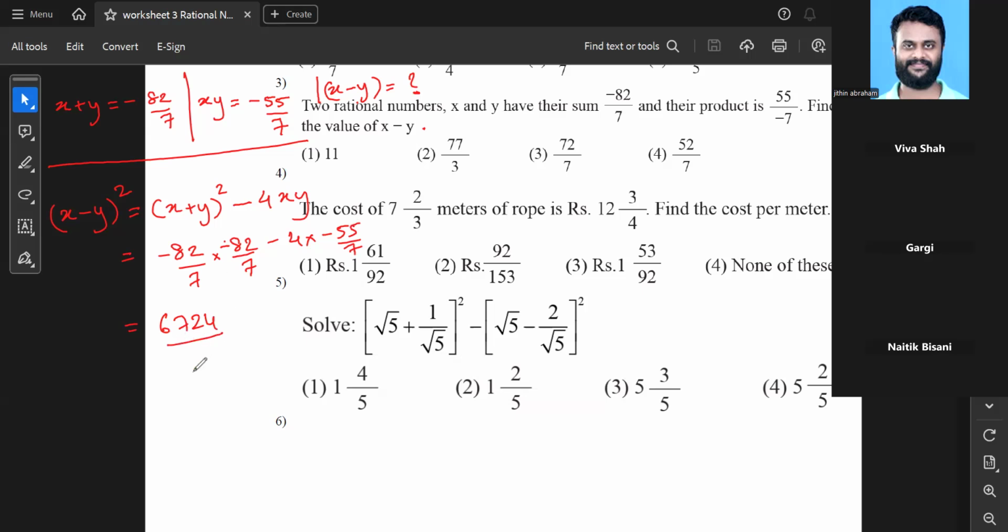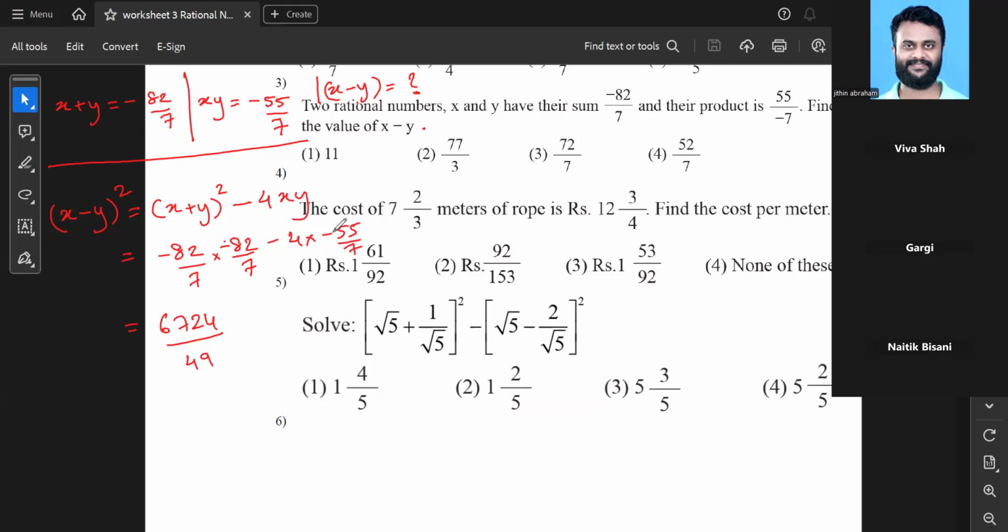Anyway, 7 into 7 goes as 49. As I've already told you, in multiplication you simply multiply numerator with numerator and denominator with denominator. Just in case a cancellation is possible, then only we go for the cancellation. Otherwise, we don't. So this is the fraction.